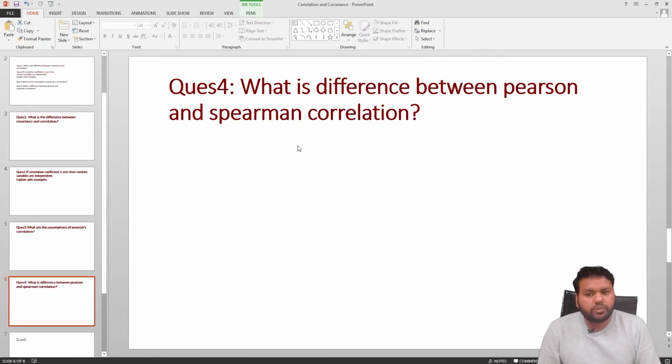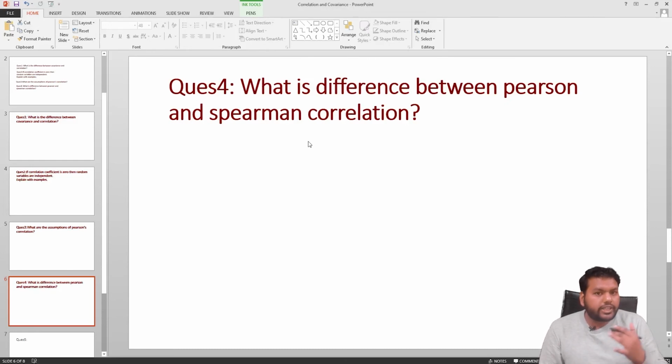Okay, so question number 4 comes: what is the difference between the Pearson and the Spearman correlation coefficient? See, there are many types of correlation coefficient, but the most popular are Pearson and Spearman. The Pearson correlation coefficient measures the linear relationship between two random variables, and the two random variables come from a continuous scale. So what will happen with ordinal data types? Suppose you want to find the correlation between reviews, and the reviews do not come from a continuous scale, so there you will use the Spearman correlation.